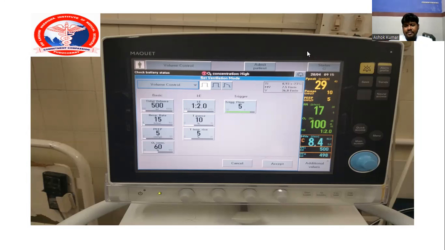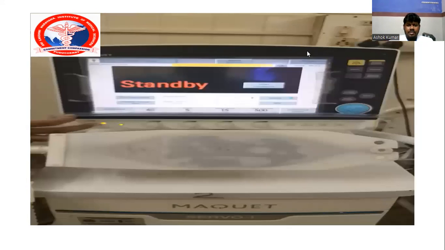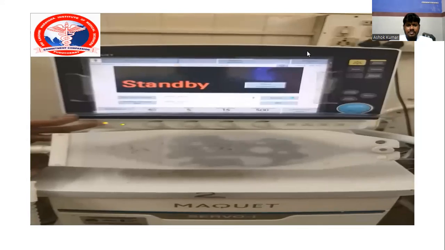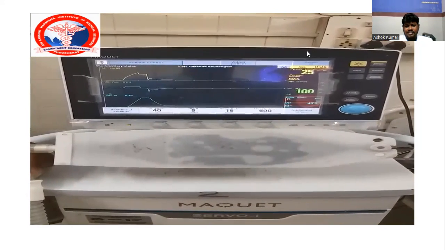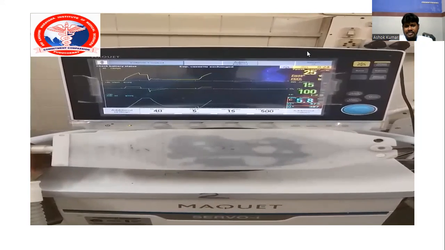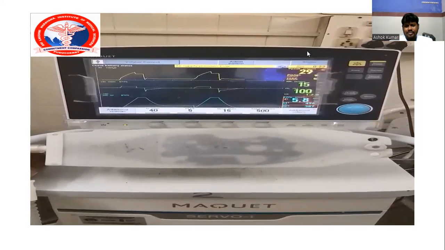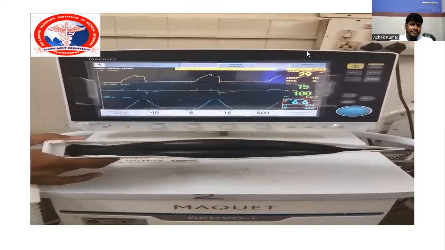After setting the parameters, we click accept and proceed to the ventilation. For example, we connect to the test lung and start ventilation. This is the video showing how to start ventilation. By clicking the start button, the test lung moves with inspiration and expiration.